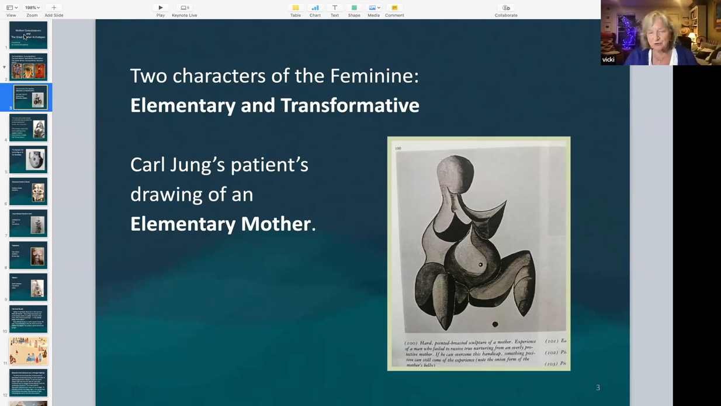This first picture is of a drawing of an elementary mother by a patient of Carl Jung's. And from a psychological perspective, he analyzed this drawing as showing that the male who did it was stuck in the elementary mother, the great round, as it's called in antiquity. And so we'll delve into that more as we go along.